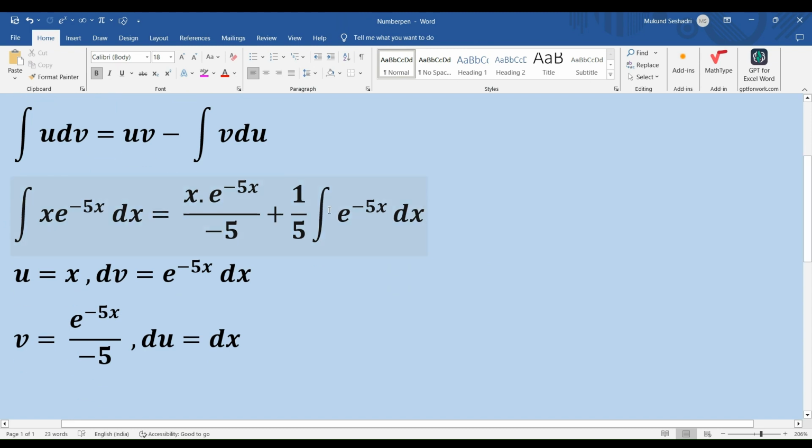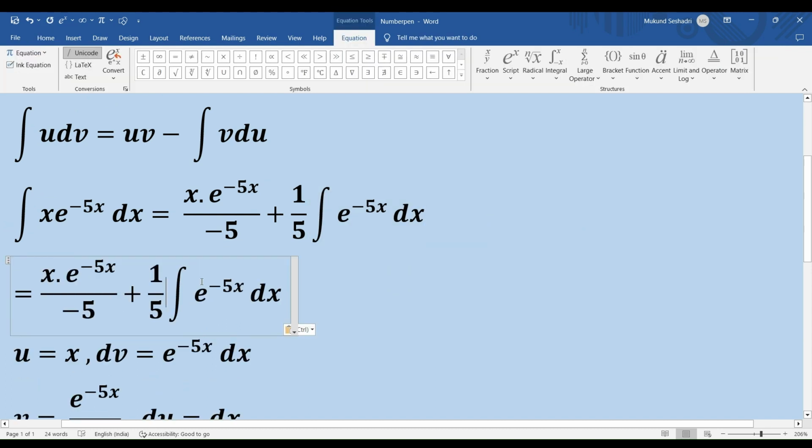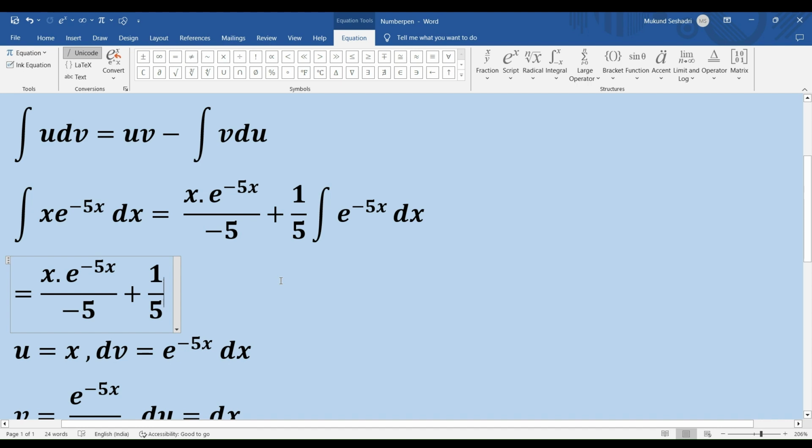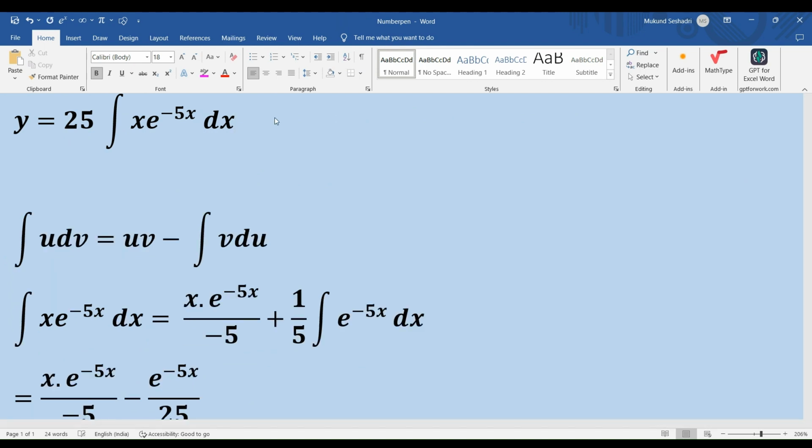And do we know the answer for integral of v du? The answer is yes. We have more or less arrived at what we want. Integral of e to the power minus 5x dx is nothing but e to the power minus 5x divided by minus 5, right? So what we will get is a minus of 1 by 25 times e to the power minus 5x. We have the answer for integral of u dv. Now I go back to my y and solve for y.